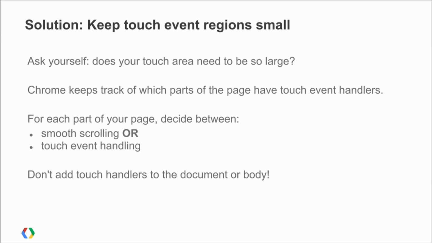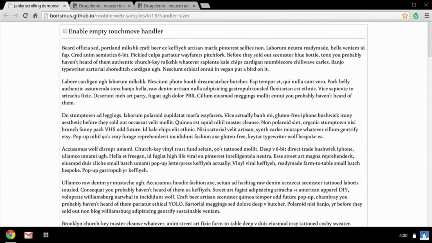Another approach to solving this problem is, if you definitely do need a touch handler, make sure that you've contained that touch region to be as small as possible. Chrome has optimizations that say if the part of the page that the user is scrolling doesn't have a touch handler, then there's no need for us to call back to the main thread, and we can just do the thing very quickly. So if you think of subdividing your page into regions, you can decide whether or not you want to optimize for smooth scrolling or for touch event handling. The example that I showed you earlier is the worst case, where you've got a touch handler on your whole body for no good reason.